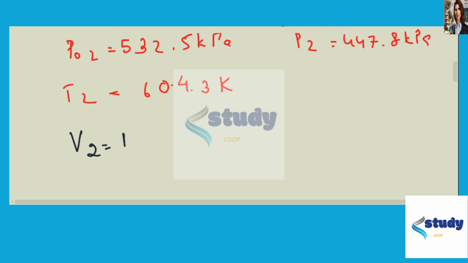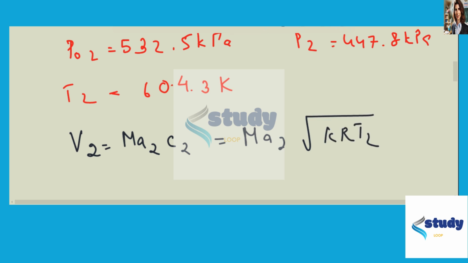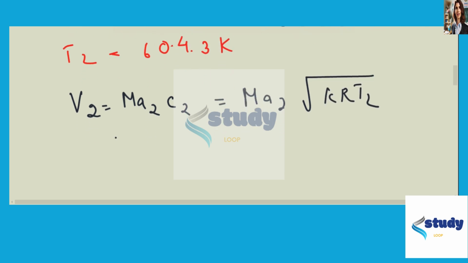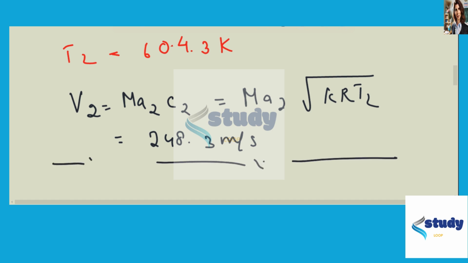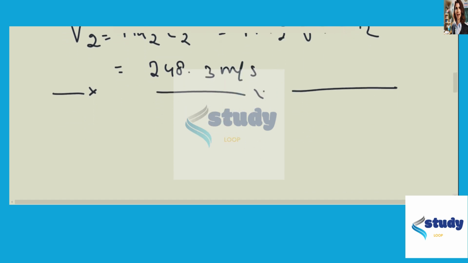Okay. Now, then we see that the air velocity after shock can be determined by the equation V2 equals Ma2 C2, that is Ma2 root of kRT2. So keeping all these values, we get V2 to be 248.3 meter per second. Now, this we have considered for air. Till here, whatever we did was for air. So similar things when we see for helium.